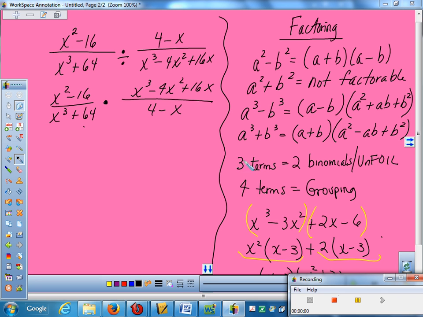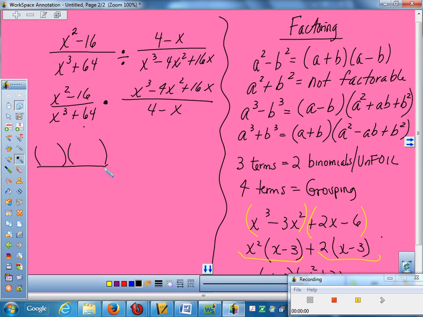So, you're multiplying here. You can't cancel, so now you're going to apply all your lovely factoring rules. So when you look at x squared minus 16, what screams at you? Two terms. X is squared, 16. We know 16 is 4 squared, so this is perfect squares. Easiest one to factor. You know it's going to be two binomials.